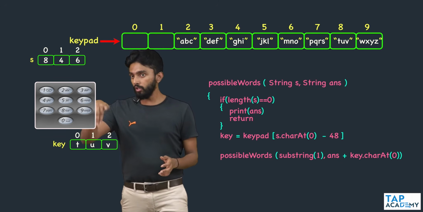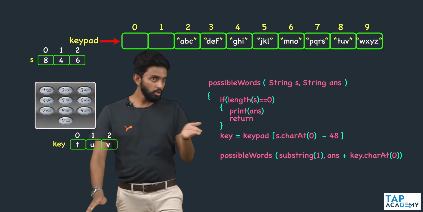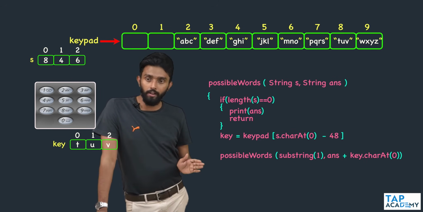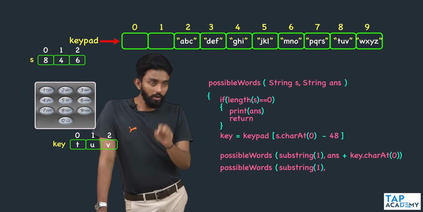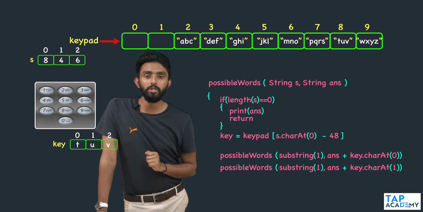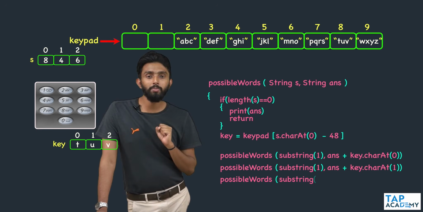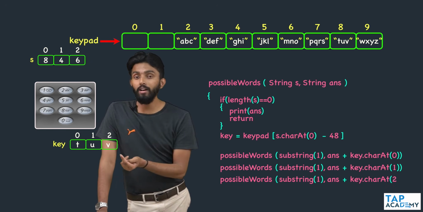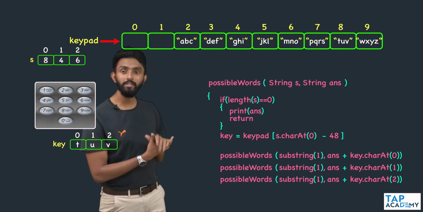Similarly, with U, you want to attach all the combinations of 4, 6, right? So once more I have to recursively call because there are 3 possibilities. Again I will call possible words, again substring from the first position, so it breaks down, again answer plus key dot charAt of 1. Similarly, I'll again call possible words, again substring from the first position, answer plus key dot charAt of 2. I hope you are able to think. So these are the three things, right?